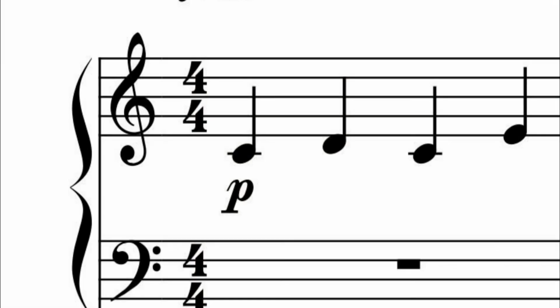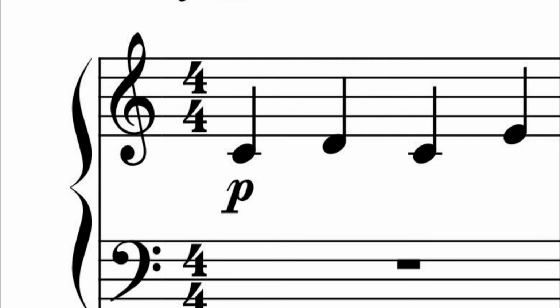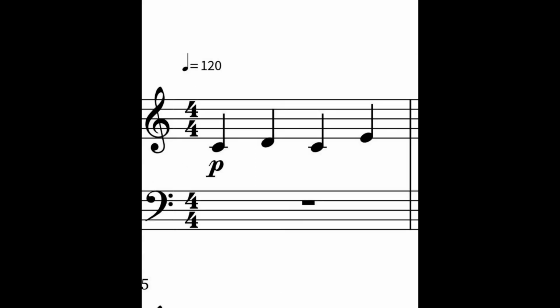Let me give you an example. Take the first measure. Those 2 notes, it goes from a line note to a space note. So that tells me that it's a second. Now take a look at the next 2 notes. It's from a C to an E, but notice it goes from a line note to a line note. So that tells me that's a third. So again, a second goes from a line note to a space note, or a space note to a line note. And a third goes from a line note to a line note, or a space note to a space note.